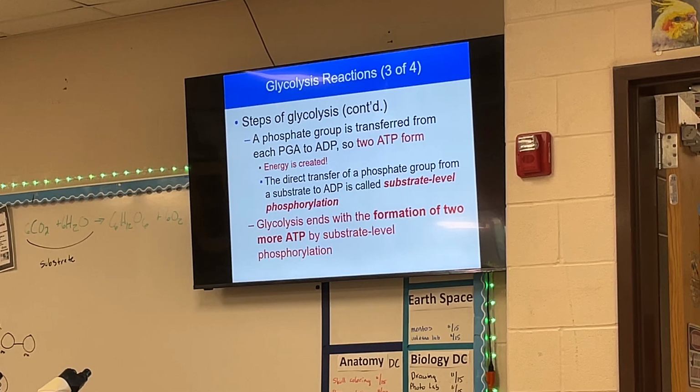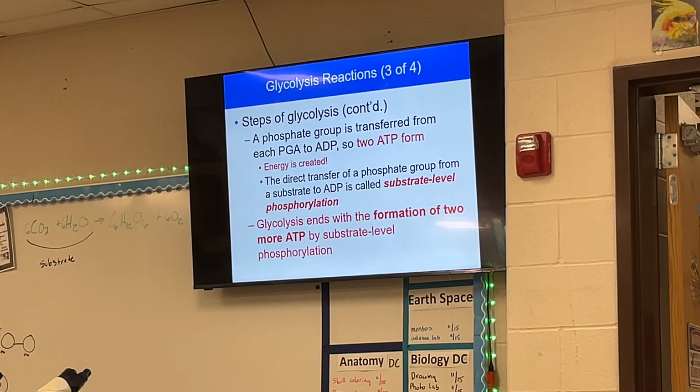Do you understand why? Yes. Good. So 4 ATP are created in glycolysis, but only 2 of them count toward the overall total of ATP because we had to spend 2 to get the process started.